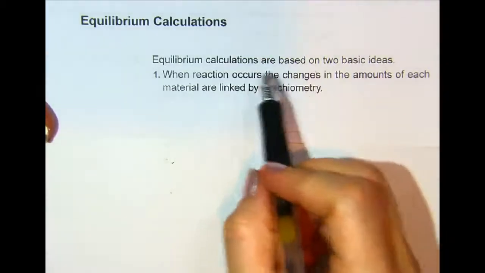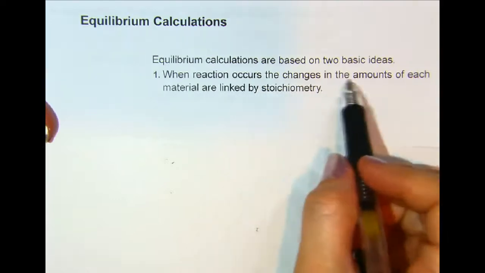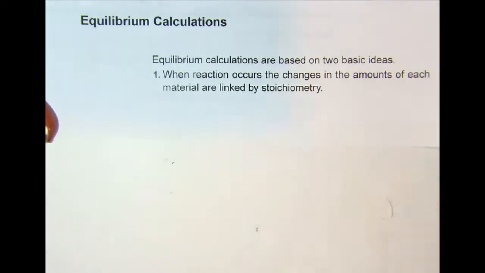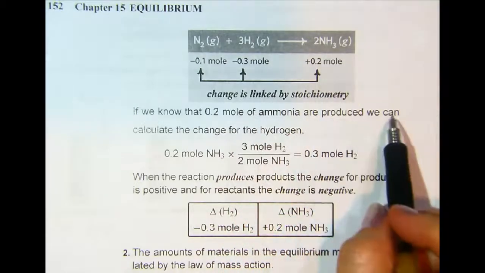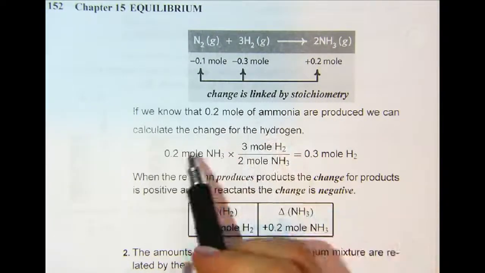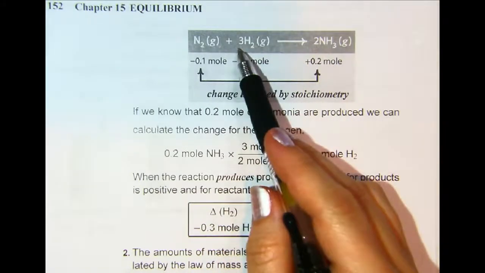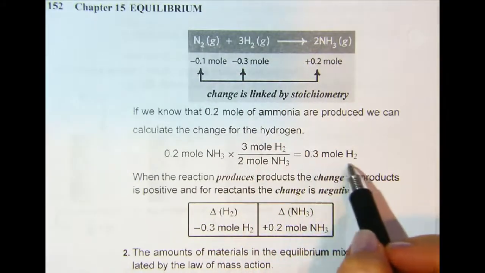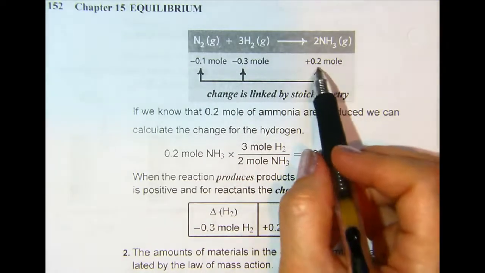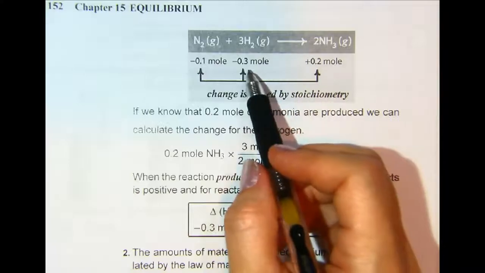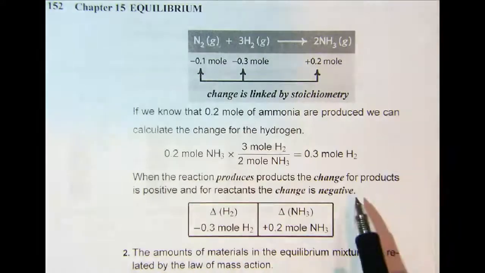Equilibrium calculations are based on two basic ideas. When reaction occurs, the changes in the amounts of each material are linked by stoichiometry. If we know that 0.2 moles of ammonia are produced, we can calculate the change for hydrogen. So if I take 0.2 moles of ammonia, divide by 2 moles of ammonia, multiplied times 3 moles of hydrogen, I know how much of the hydrogen is going to be used to make that much ammonia. Therefore, as this increases by 0.2 moles, this is going to decrease by 0.3 moles, and this will decrease by 0.1 mole, doing a similar calculation.